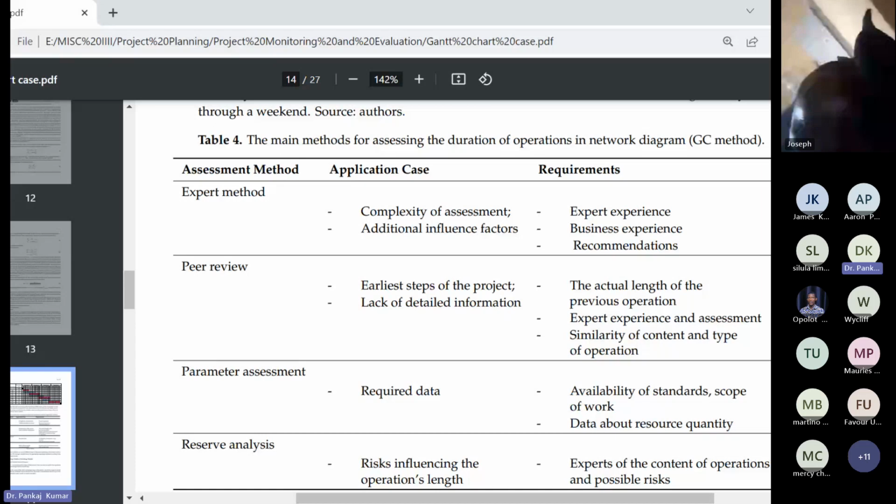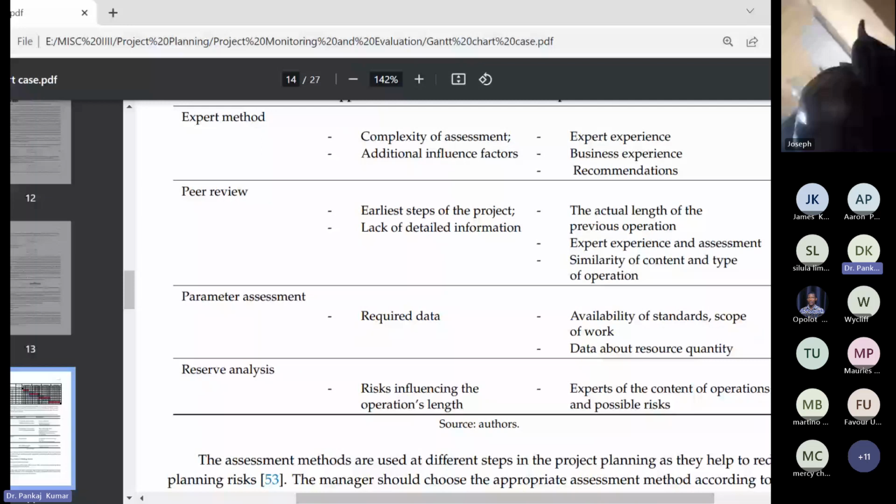And also we can have qualitative assessment, where experts might offer insights about the complexity, uncertainty, or uniqueness of the operations, which can inform the duration estimate. That is called the expert method. Now peer review.